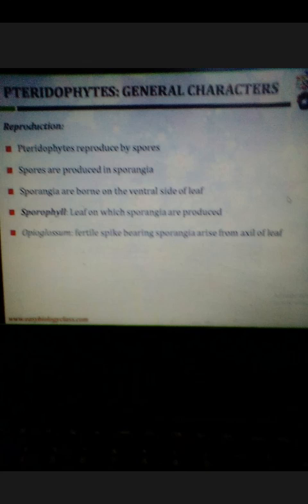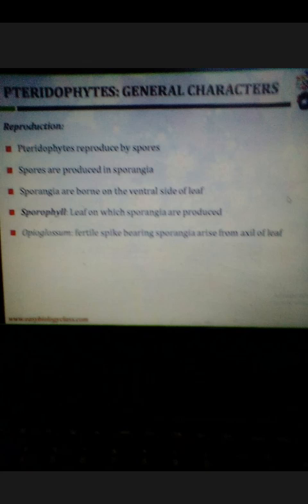In continuation of the previous lecture, we were studying the characteristic features of Pteridophyta. So far, up to their morphology, we have completed. Today we are going to see some of the characteristic features related to reproduction of pteridophytes. Okay, so let's start. Pteridophytes reproduce by spores.